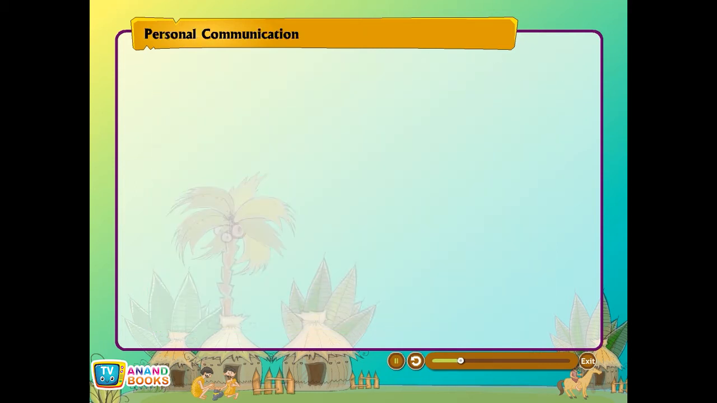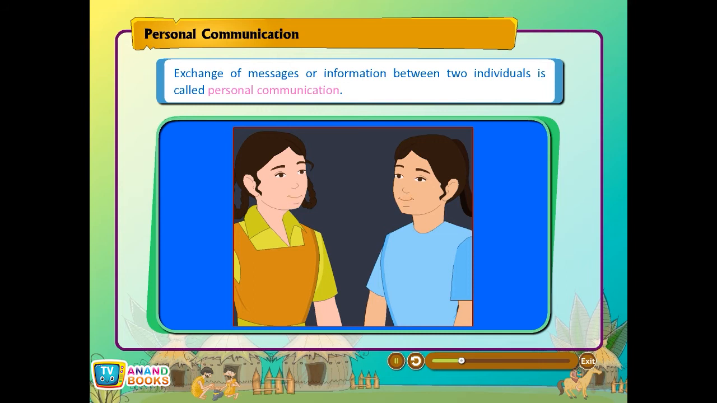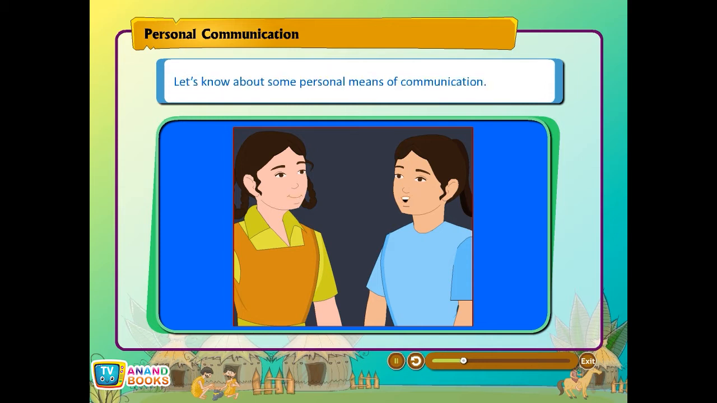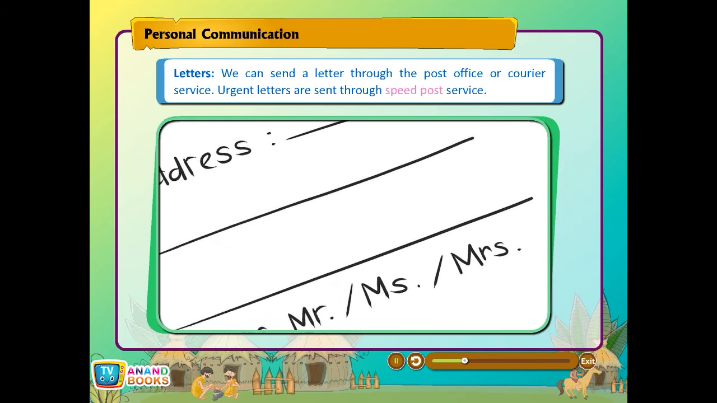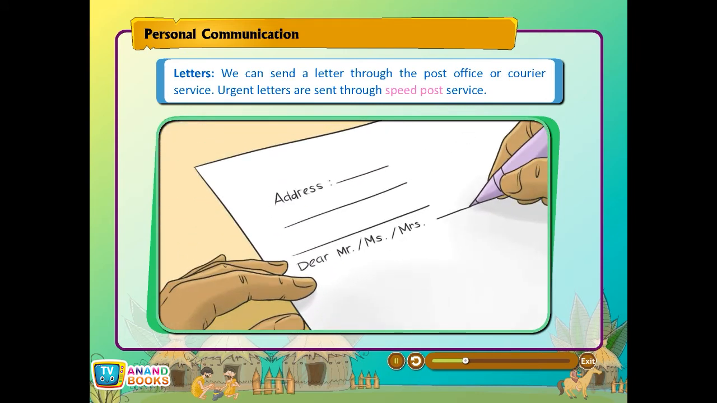Personal communication. Exchange of messages or information between two individuals is called personal communication. Let's know about some personal means of communication. Letters. We can send a letter through the post office or courier service. Urgent letters are sent through speed post service.